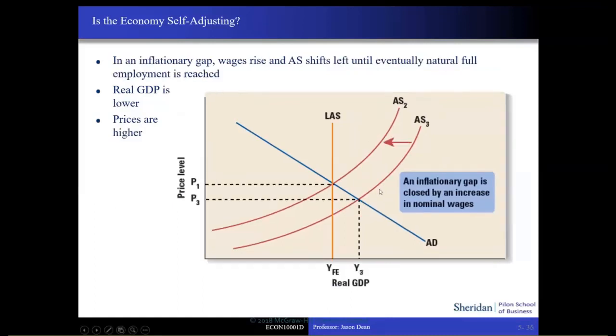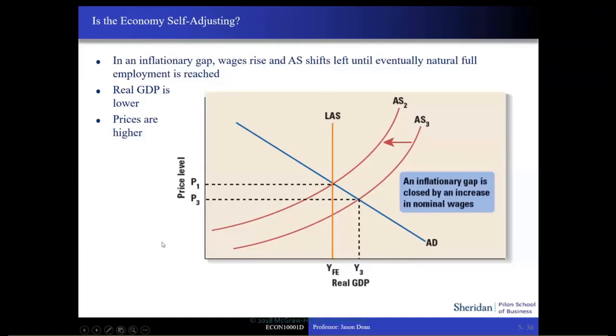In an inflationary gap, you could be in a position like this. So you're worried about inflation now. But this inflation is going to cause wages to increase, nominal wages. And so you would think that the aggregate supply curve would shift to the left until you got back to potential GDP, but you would be at a higher price level. So that's how we would think the economy would be self-adjusting. It would self-adjust through changes in input prices.